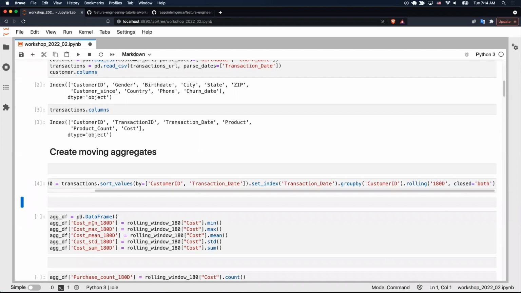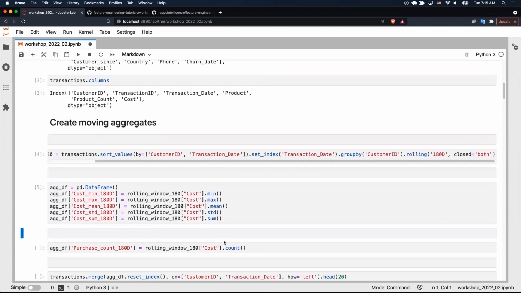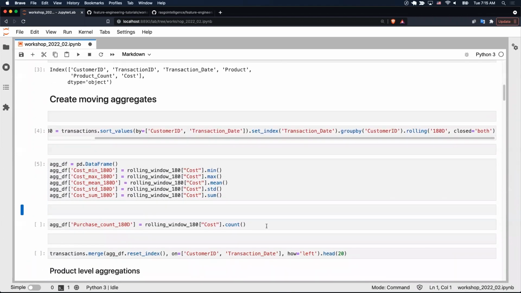And then we're going to simply create a bunch of new fields, which says, okay, what is for every single customer on a given transaction, the minimum amount they spent over all transactions that occurred in the last 180 days? What's the maximum amount? What's the average amount? What's the standard deviation? And what's the total amount? So we can do that. And then in addition, I'd like to simply know how many transactions has the customer made in that same time window.